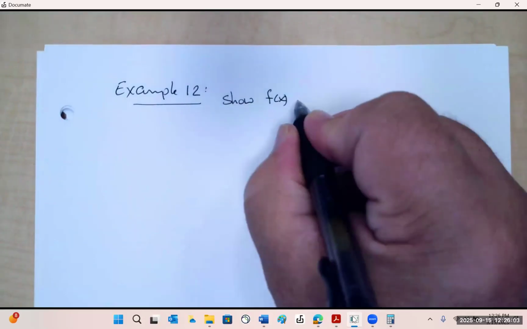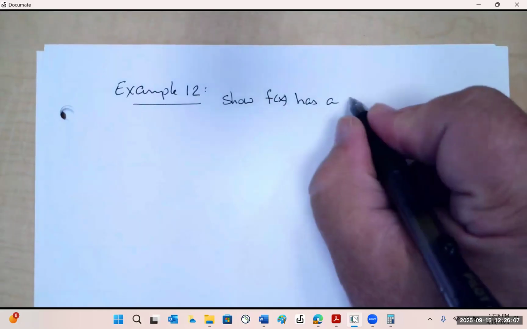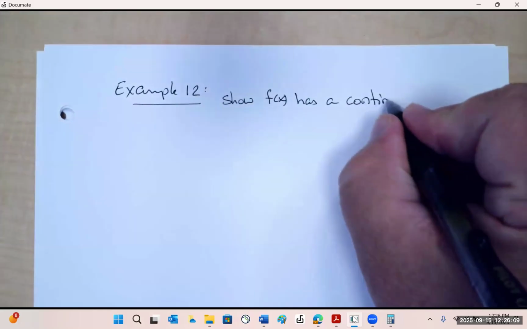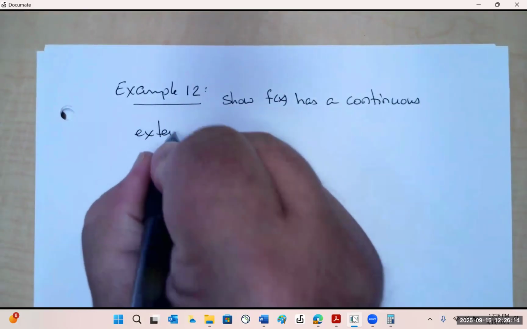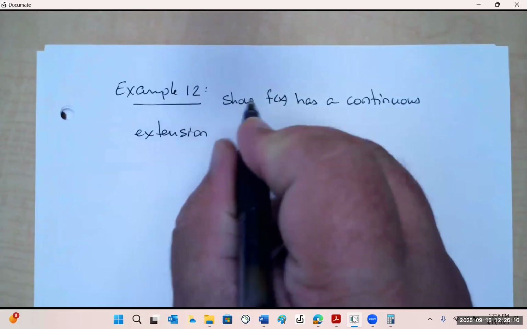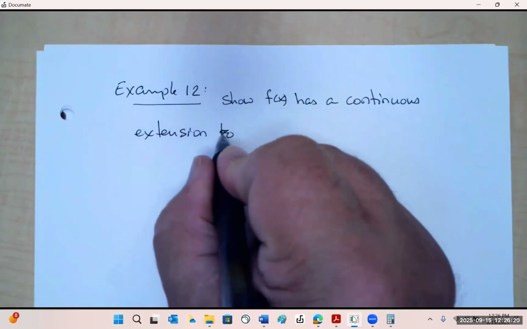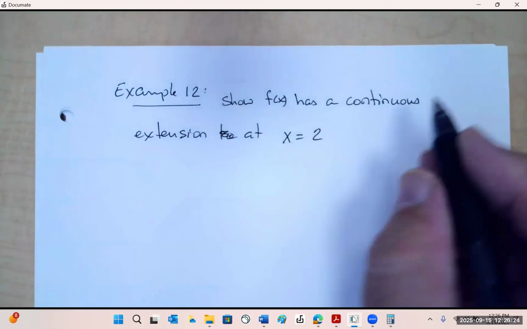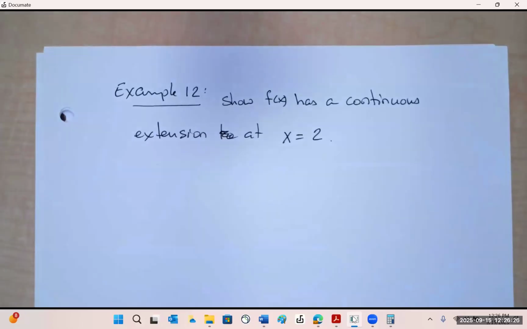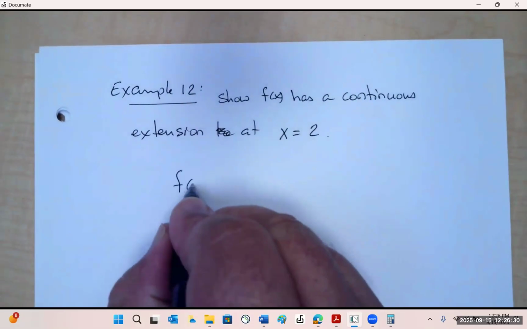Show f of x has a continuous extension at x equal 2. And here's the function.